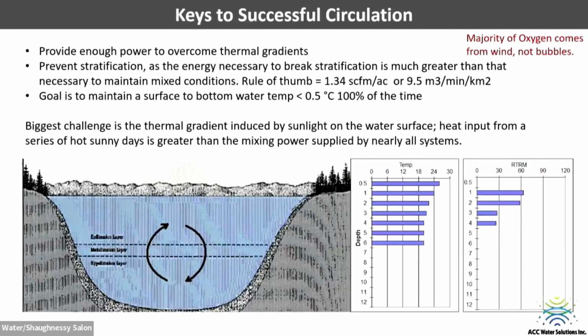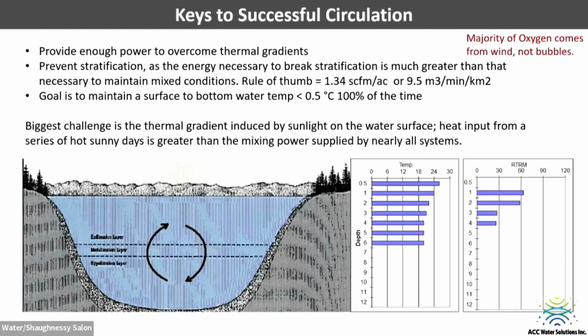So as Ray mentioned earlier, the majority of oxygen from the circulation technique, like any kind of aeration, is not coming from bubbles, it's coming from the wind. So the majority of oxygen comes from wind, not bubbles. What we are trying to do is mix the entire water body. The first couple of feet, maybe 3 to 4 feet of the water body, is always saturated with oxygen, like super saturated. And we are just trying to mix it and homogenize that DO into the entire water body.